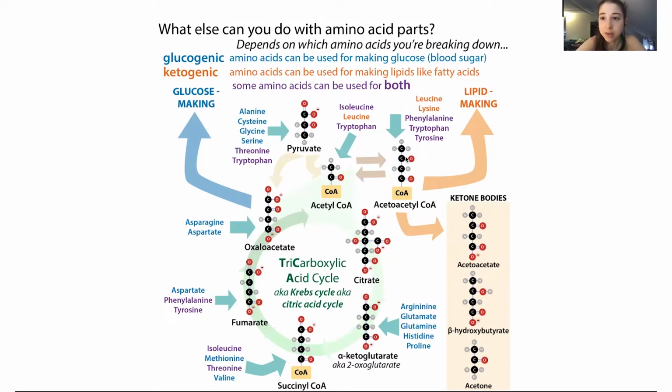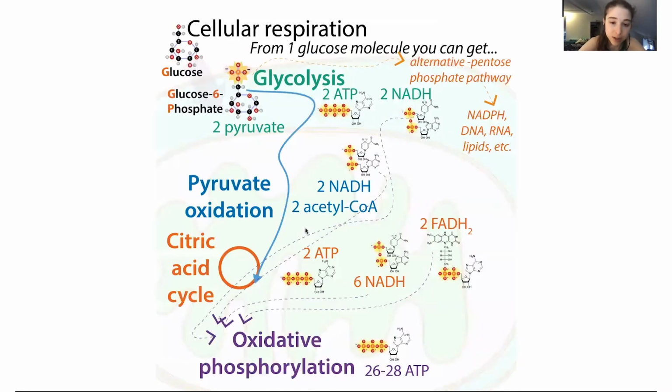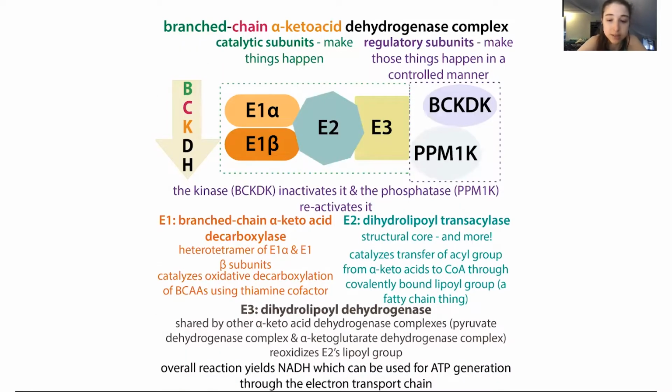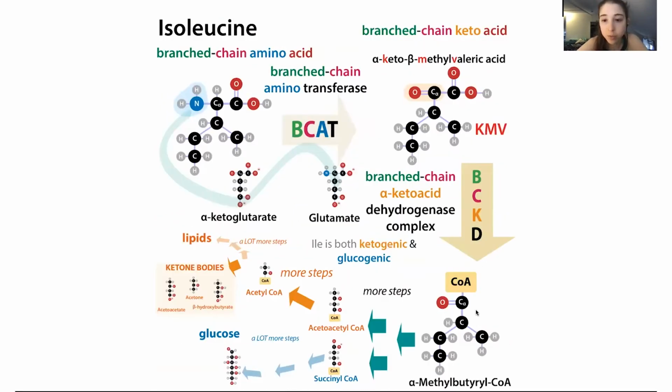First, you have to get rid of the amino group and do some rearrangements and stuff. And so that's what this branched chain amino acid stuff is all about. So what happens with the isoleucine? When we do this branched chain dehydrogenase complex, what you're going to end up with is this thing attached to coenzyme A. And so in this case, we get alpha methylbutyryl coenzyme A.